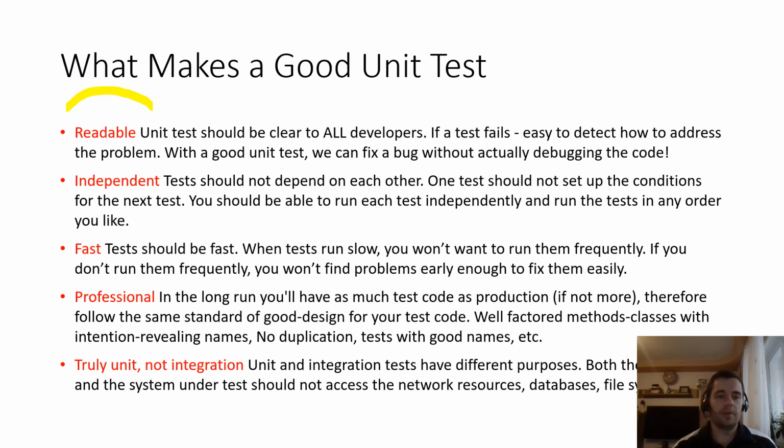What makes a good unit test? It should be readable, should be clear to all developers, it should not be hard to find the problem why it fails, and ideally we should find the bug without actually debugging code. Unit tests should be independent. They should not depend on each other. One test should not set up the condition for the next test. You should be able to run each test independently and run the tests in any order you like.